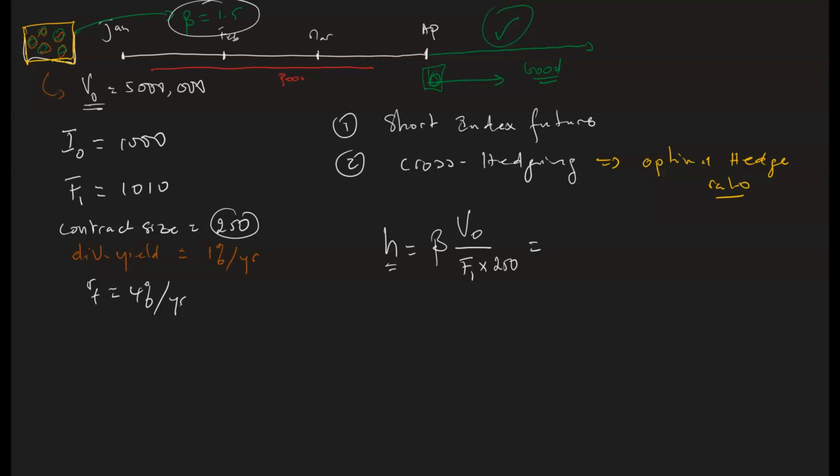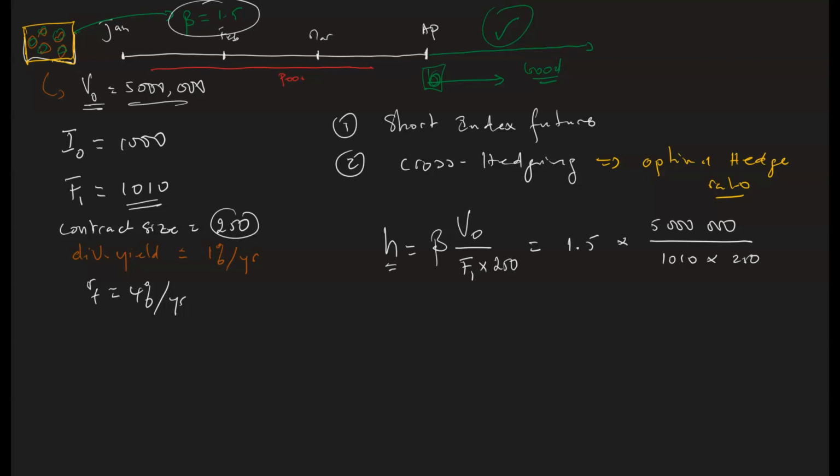So what would that give us? That would give us the beta of 1.5, so 1.5 multiplied by the value of our portfolio, that's 5 million, divided by the futures price, and that futures price is 1010, so it's going to be 1010 multiplied by the contract size. That contract size is going to be equal to 250.